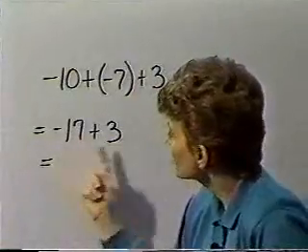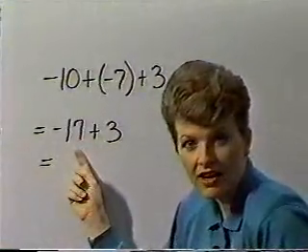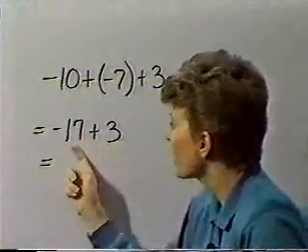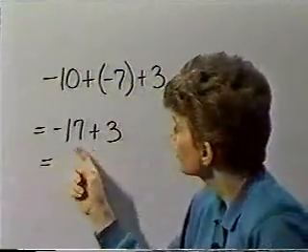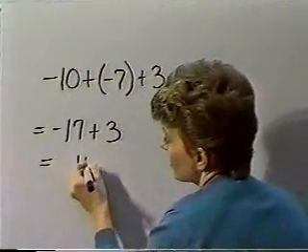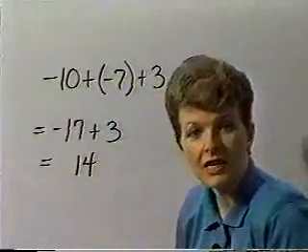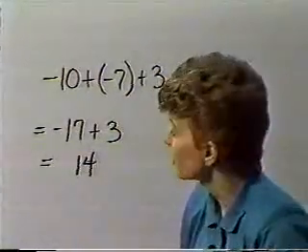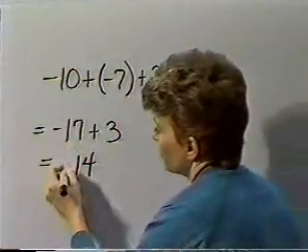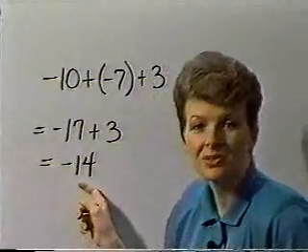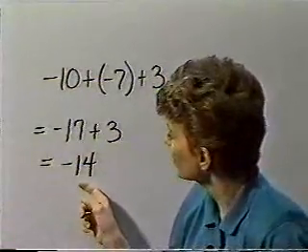Now I'm adding two numbers with unlike signs. All right, subtract their absolute values. 17 minus 3, that's 14, and keep the sign of the number with the larger absolute value. Well, that would be negative, so my answer is negative 14.